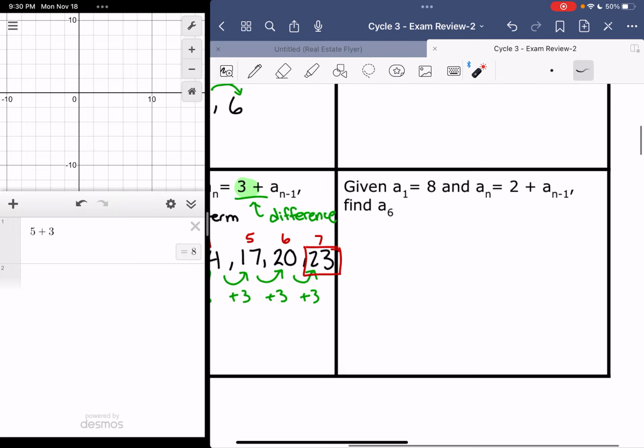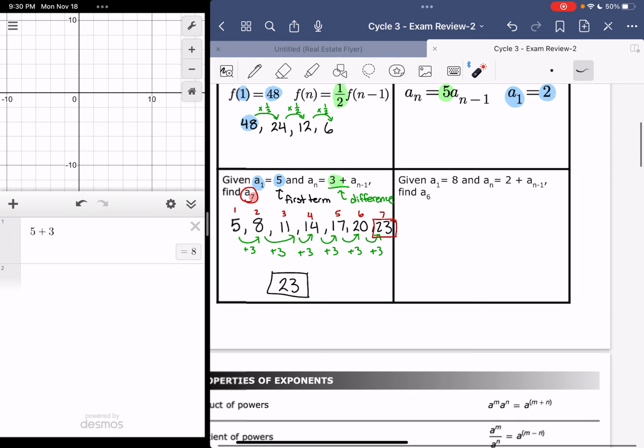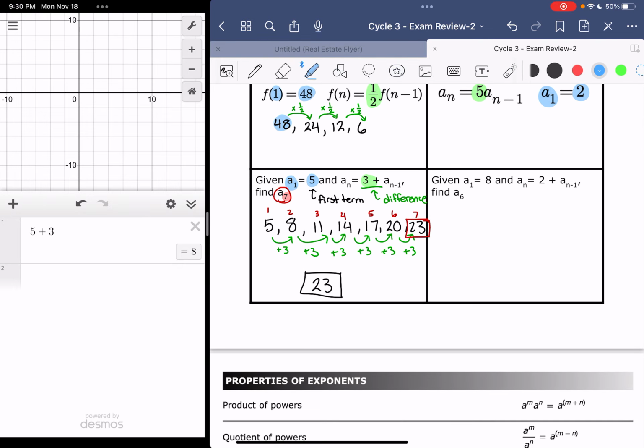Okay, you have a very similar example right here. It says given, let's see, we'll mark it up the same way. Given the first term, a1 is 8, and a sub n equals 2 plus a sub n minus 1, find a of 6.